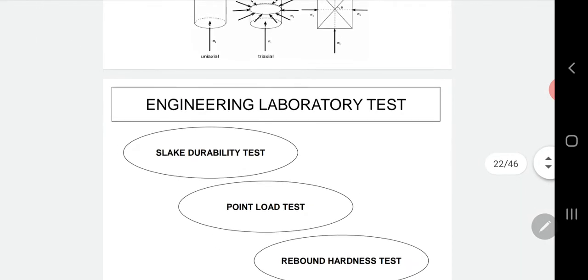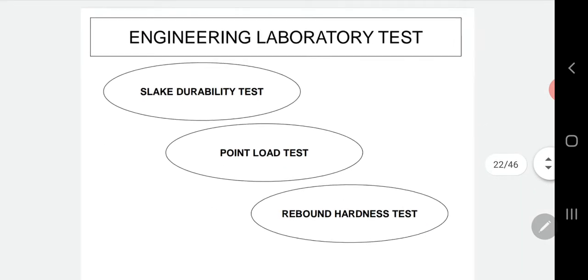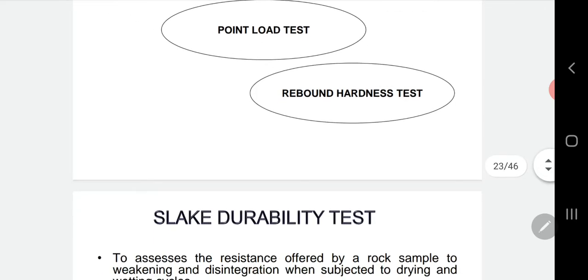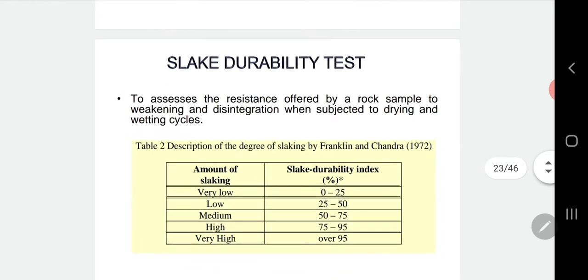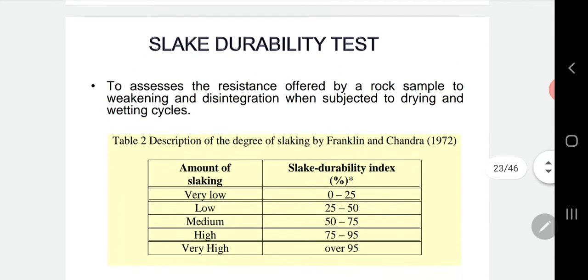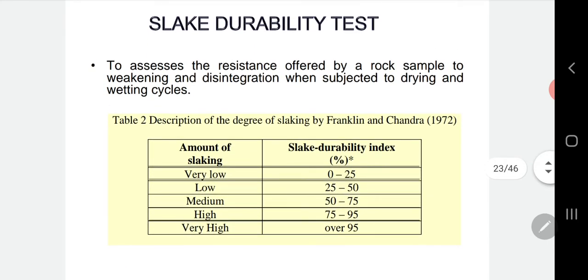So next is the engineering laboratory test. This is common, meaning that you already covered all of this before. You have the slake durability test, point load test, and rebound hardness test. For the slake durability test, there is a lot of procedure that you need to consider before you do the test, and at the end of the testing you will get the slake durability index.